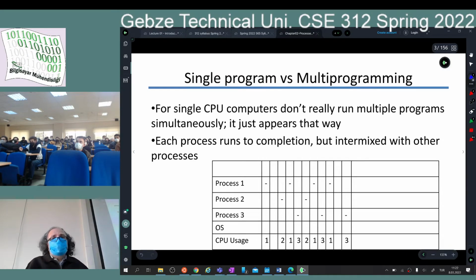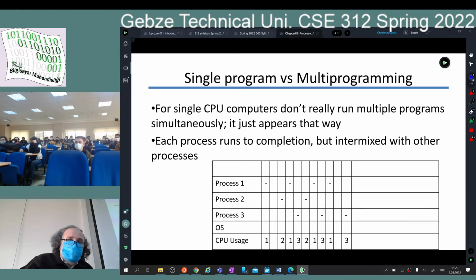Okay, so what did I say? We have a single CPU, just one CPU, but we have 3 processes loaded in this case on our machine, and we have the operating system too. Never forget that the operating system is a piece of software. It has to use the CPU, it has to use the memory.